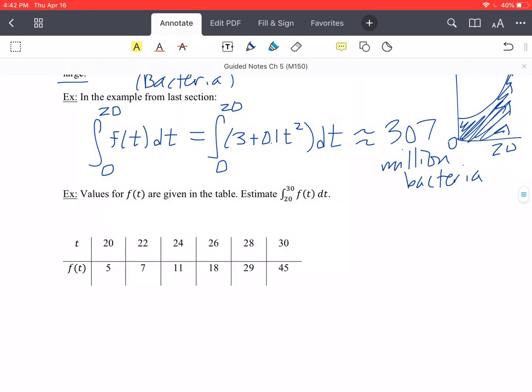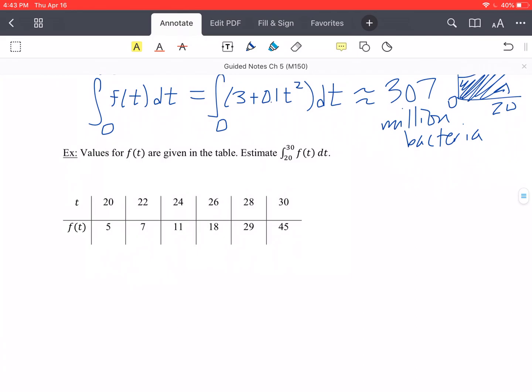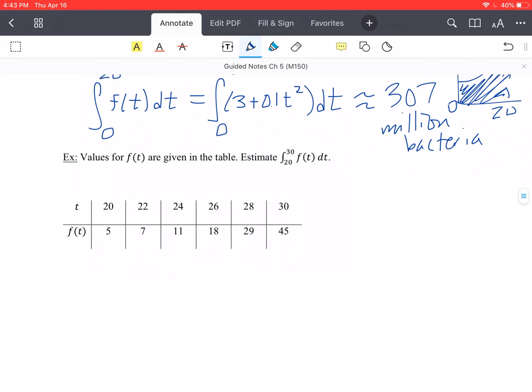So values for f of t are given in the table. Estimate the integral from 20 to 30 of f of t dt. So in this case, we're trying to estimate the value from 20 to 30 of this function. In order to do that, we're going to get an overestimate, get an underestimate, and then we'll go ahead and average them together to get something a little bit closer.